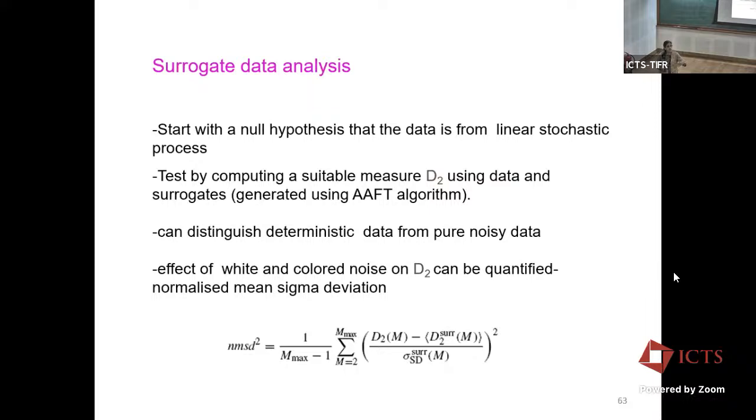But if you shuffle them randomly, then all that information is lost and it will be just like a random set of points. So we start with the null hypothesis that the data is from a linear stochastic process, which means it is totally random. Then you test it by computing a measure like our D2. That is one way of doing it. It can be any measure that we calculate from the recurrence plot or the recurrence network, and do it for all the surrogates also. The surrogates can be generated for recurrence. There is a method called twin surrogates, by shuffling the points on the recurrence plot itself. But from the data, there is the amplitude adjusted Fourier transform.